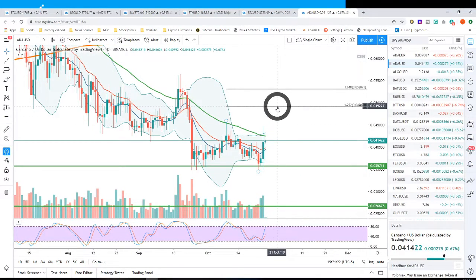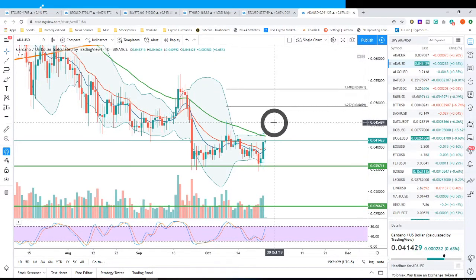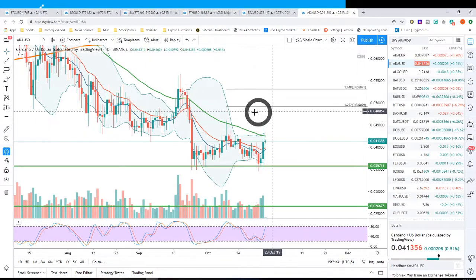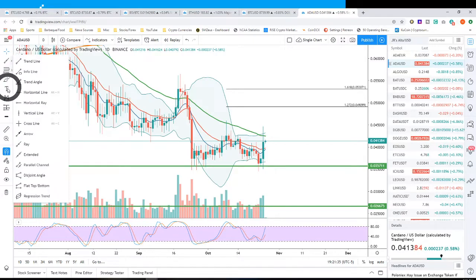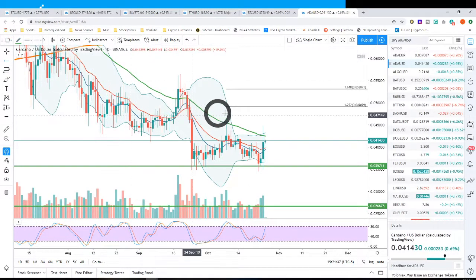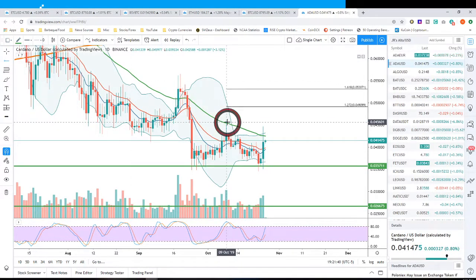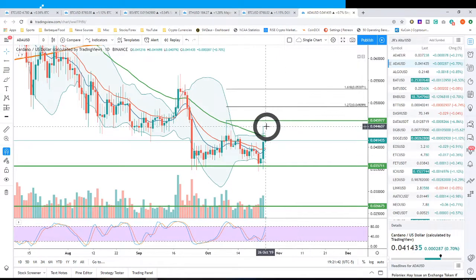So on the USD pair, ADA could go to 0.049, possibly. Still has to get above this area right there. All right?